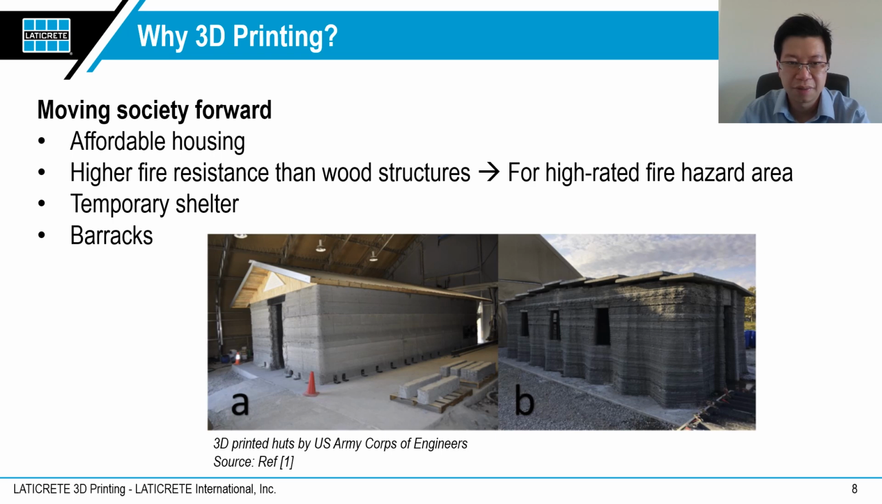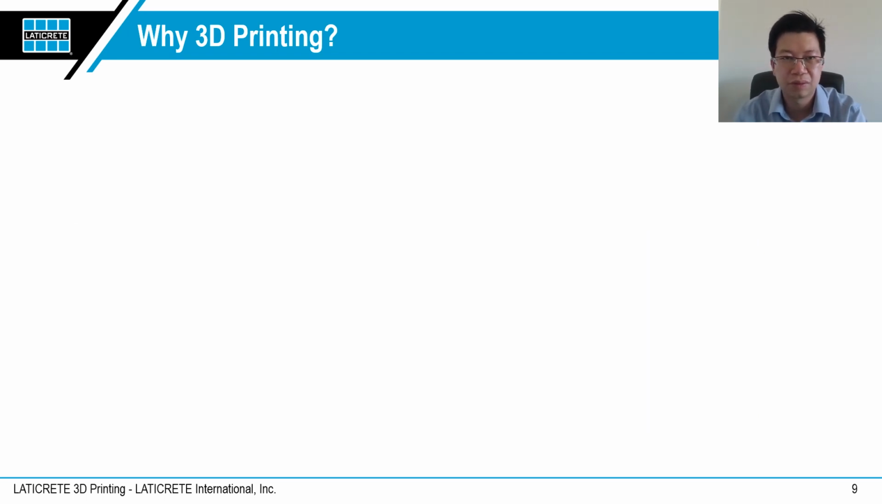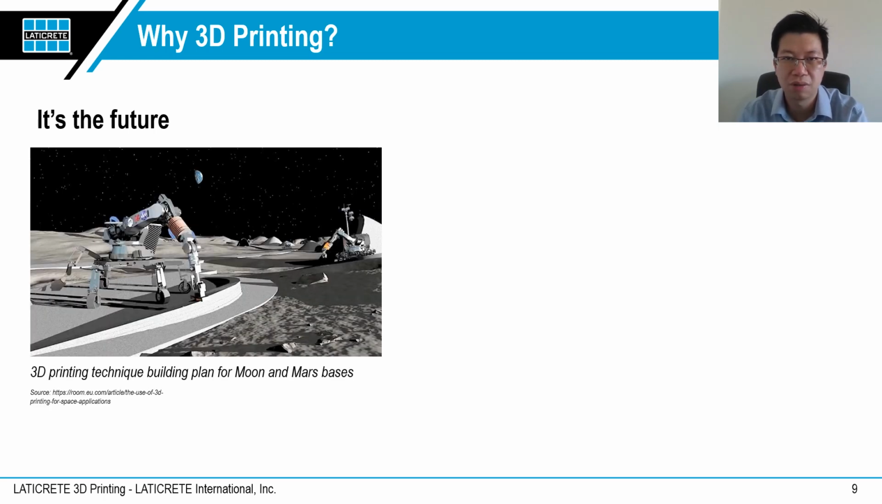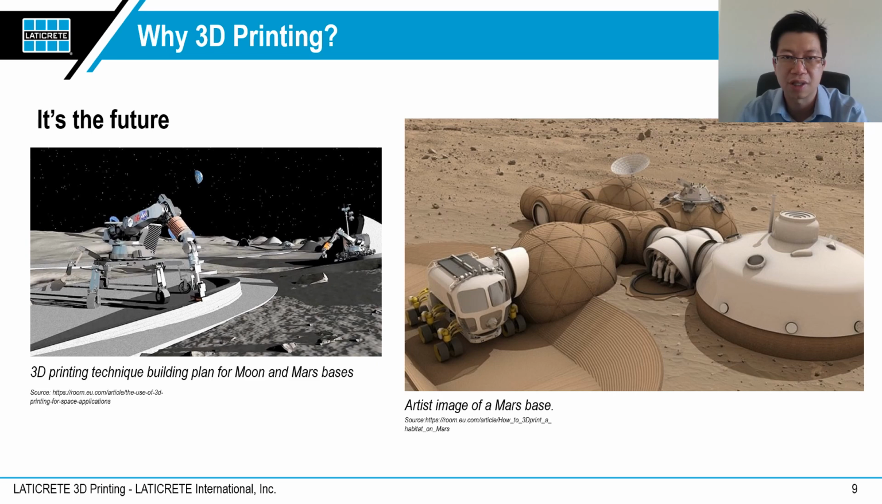So as seen here are the huts printed by the US Army Corps of Engineers using 3D printing method. So 3D printing is the future of construction. In the future, robotic 3D printing has the potential to be used in building human settlements on other places outside Earth. For those of you who are familiar with Star Trek, probably before we send Captain Kirk and his Starfleet crews to explore space, we might find ourselves sending robots to explore and build some settlements on other celestial bodies.